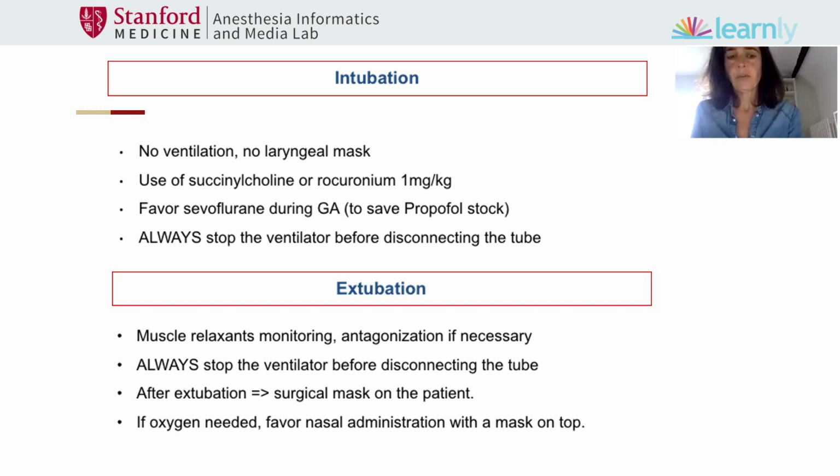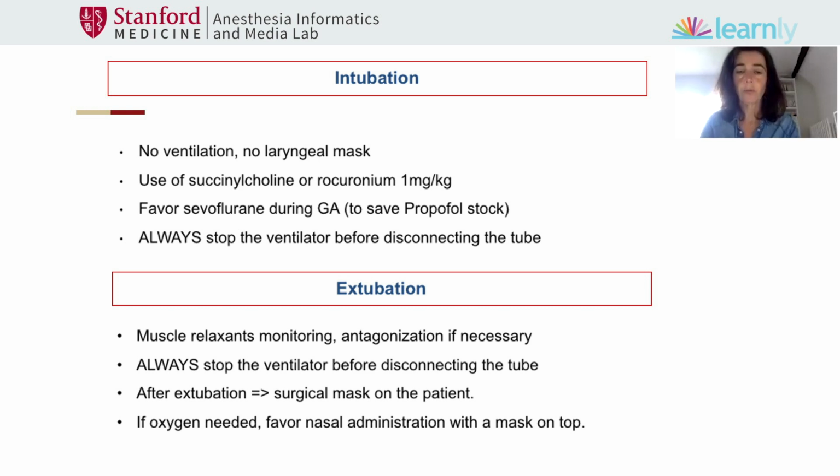During the GA, we favor sevoflurane over propofol just to save the stock of propofol because there might be shortage of propofol. And each time you have to do any manipulation, you have to change the position of the patient. For example, you always stop the ventilator before you disconnect the tube to avoid any spreading of any particles in the room. And extubation is the most critical situation because it's when you can spread particles and potentially virus.